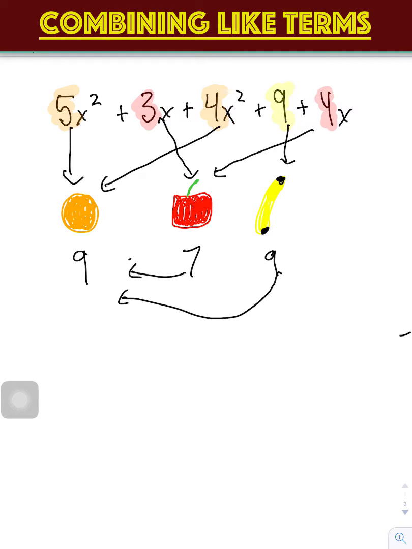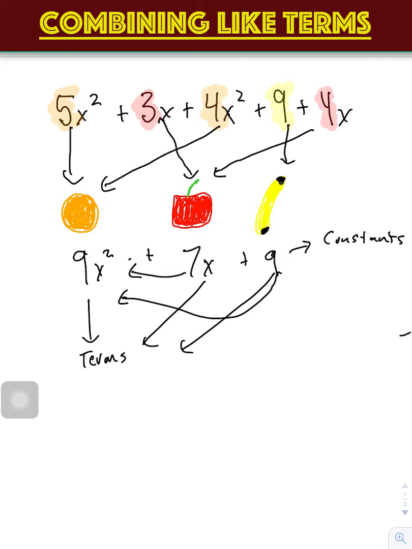That is exactly how combining like terms works. Think of your x squareds as one separate piece of fruit, your oranges. Think of your x's without the x squared as another piece of fruit, your apples. And finally, think of your numbers. Numbers, by the way, are called constants. Think of your constants as another separate piece of fruit. Individually, these are all called terms. They're all different terms, just like they're different pieces of fruit.